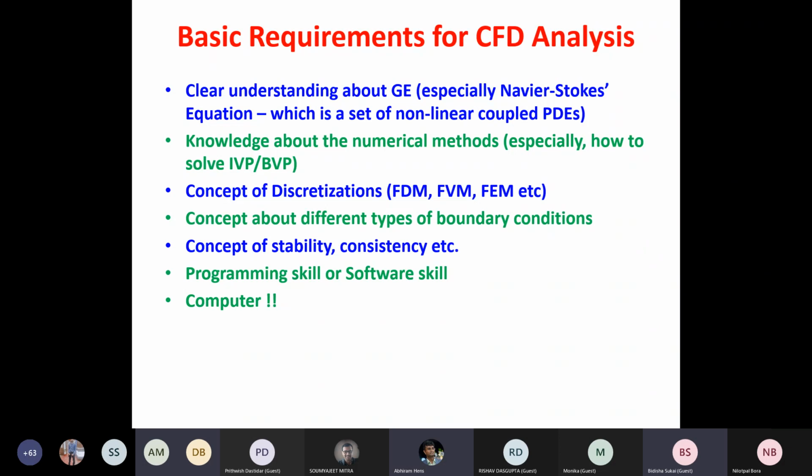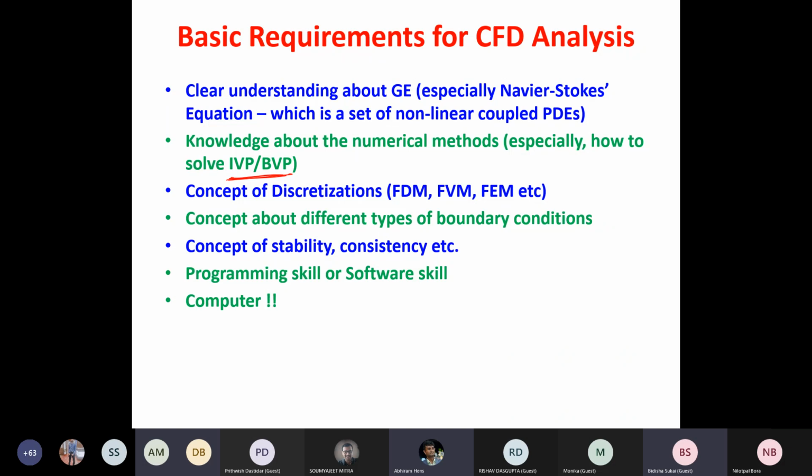Then the knowledge about the numerical methods that are available, especially how to solve IVP, BVP. IVP means initial value problem, BVP boundary value problem. So how to solve the differential equation numerically, that knowledge you should have. Otherwise, there are so many terms that will appear when handling a software, you cannot understand anything. So this is also important.